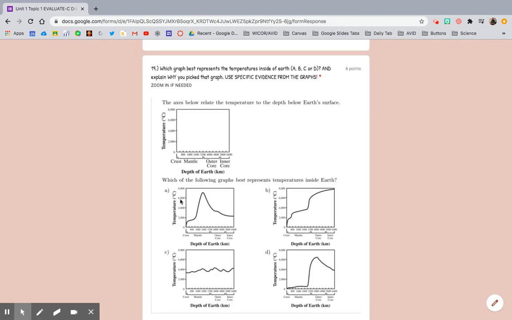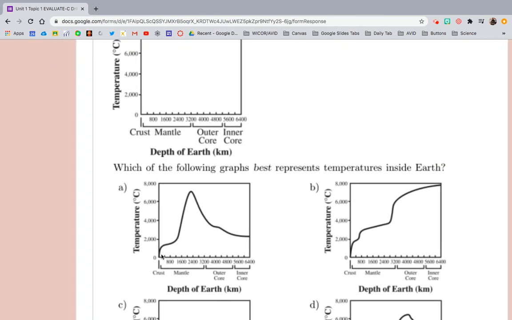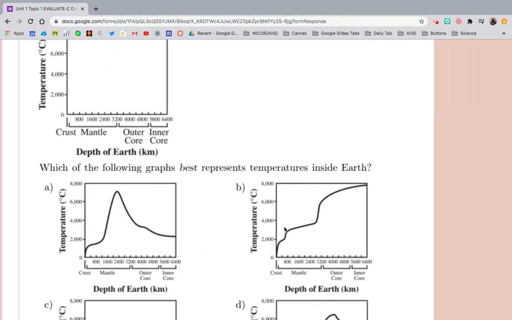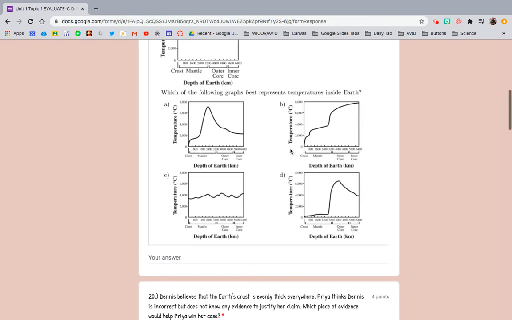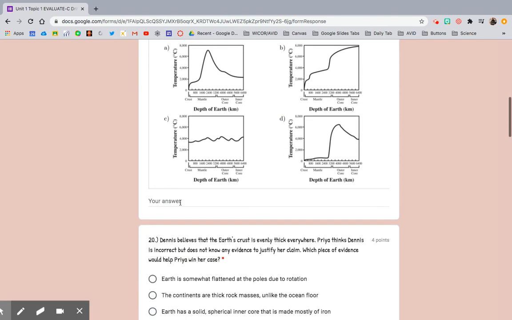So, does A represent? And you have to look, where's temperature going up? Does B represent temperature of the crust, mantle, inner core, outer core? Does C and or does D? And I can't even explain the graphs to y'all. You got to kind of look at them. And in the answer spot, you're either going to type A, B, C, or D, and explain why you picked what you picked.